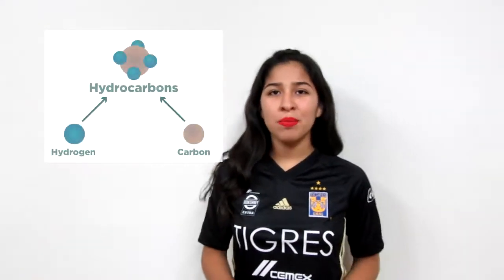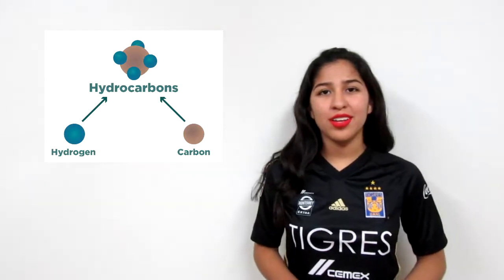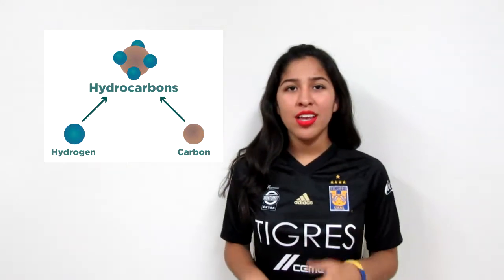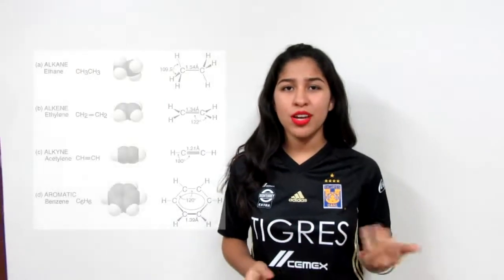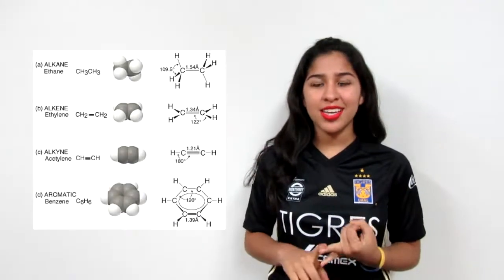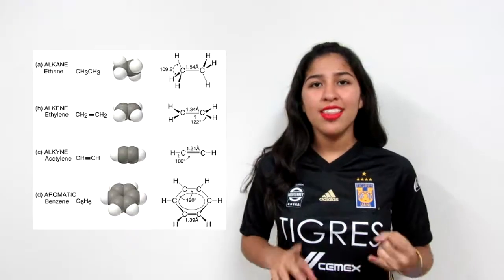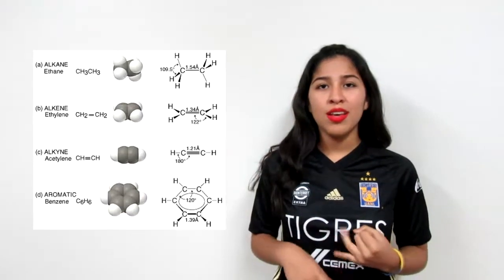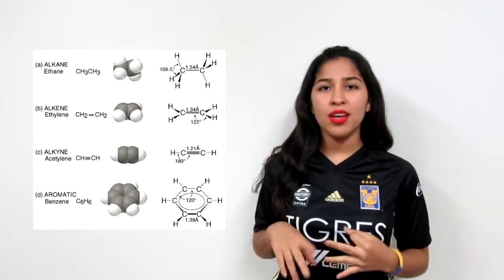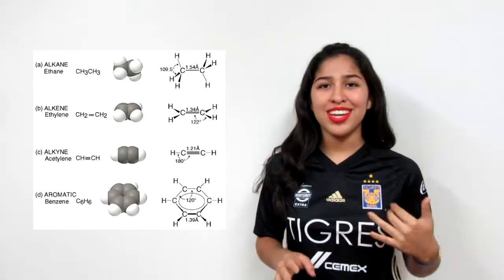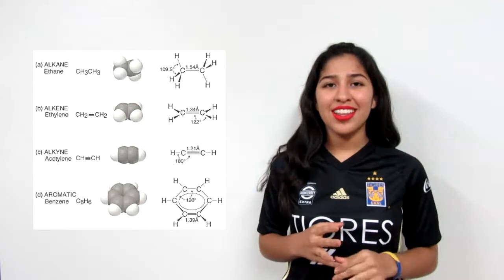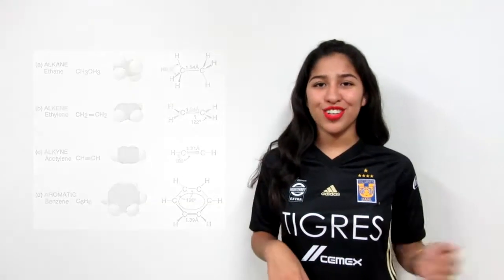Hydrocarbons are organic chemical compounds based only on the elements carbon and hydrogen. They are the main constituents of petroleum and natural gas. The main classifications of hydrocarbons according to the bonds they have are the alkanes, alkenes, alkynes, and aromatic compounds. The alkanes have single bonds, the alkenes have a double bond, the alkynes have a triple bond, and the aromatics contain a benzene ring. That is the main part of their structure.